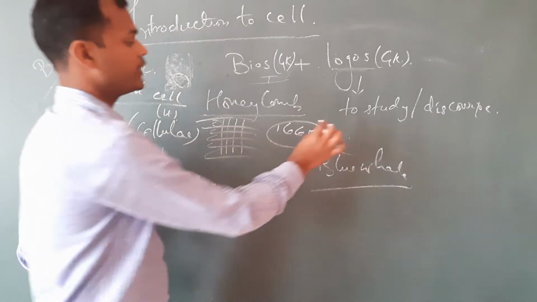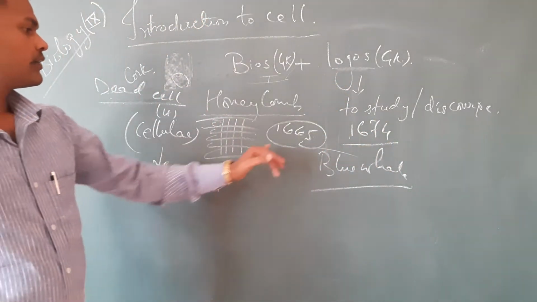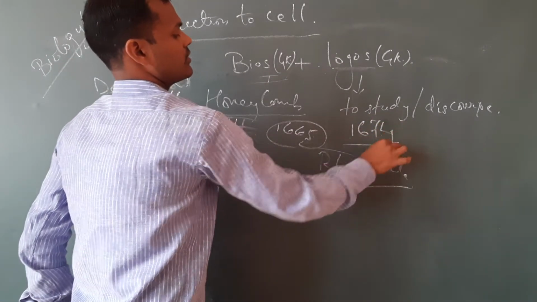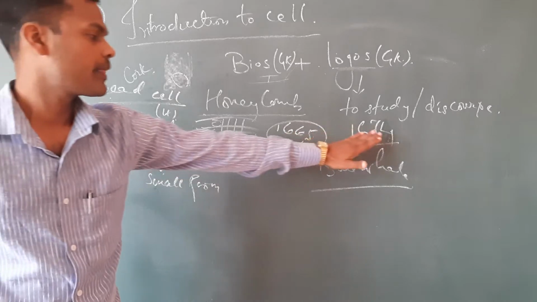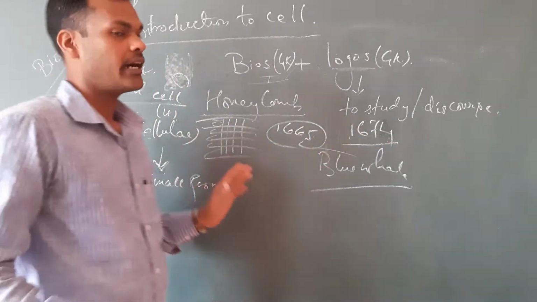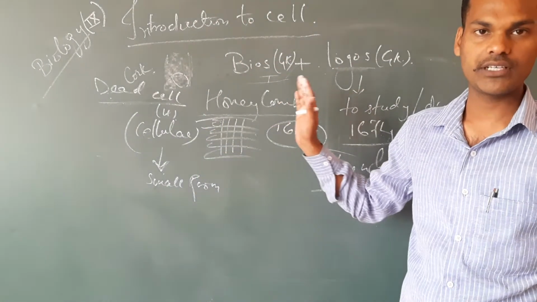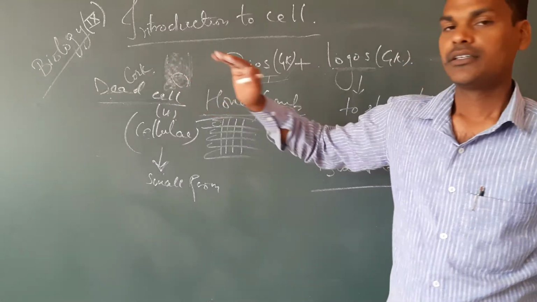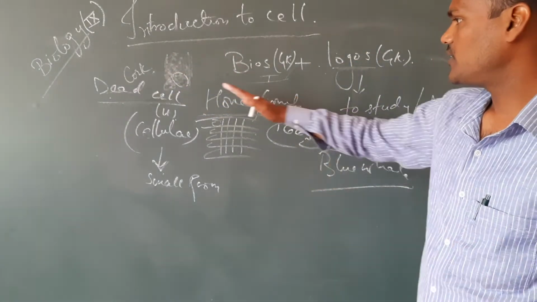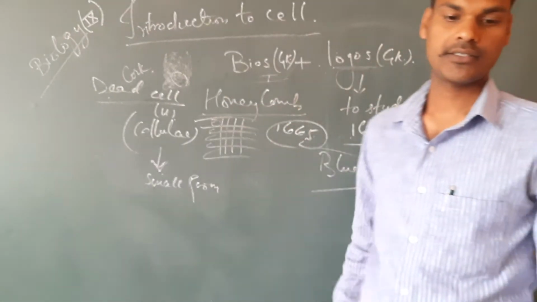Okay, and then Antony Leeuwenhoek in 1674 observed the bacteria under his own designed microscope. They both designed their own microscopes because at that particular time the advancement in the field of biology was not proper. So they designed their own microscope and they saw the cells.